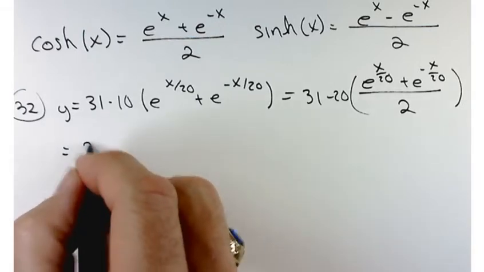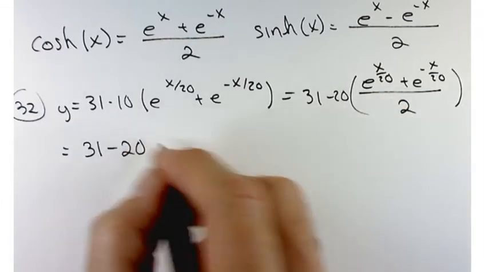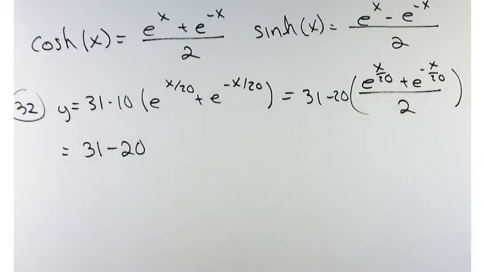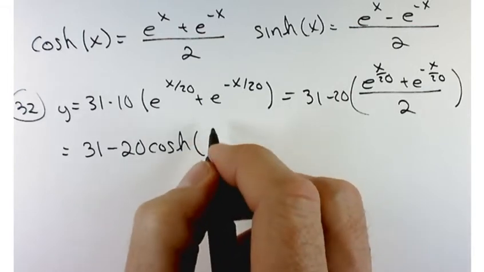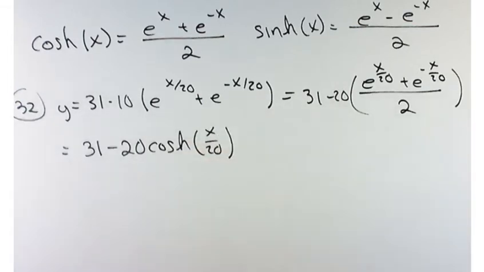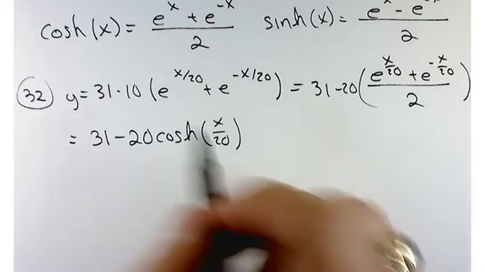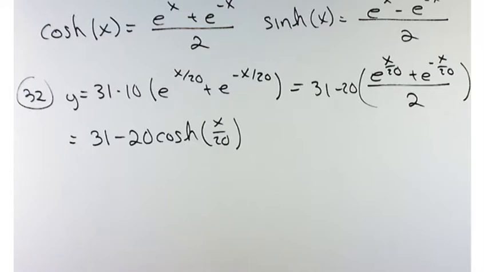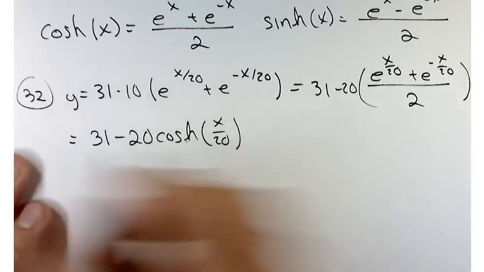Now, why did I do that? Well, because this I can rewrite as 20 times something. And that 20 times something would be cosh of x over 20. So it's a nice trick to put this into a form of something that we can work with a little bit easier. Let's keep going with this one, and that's my y.